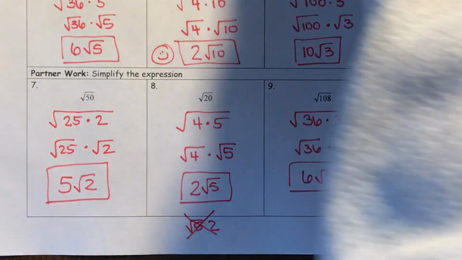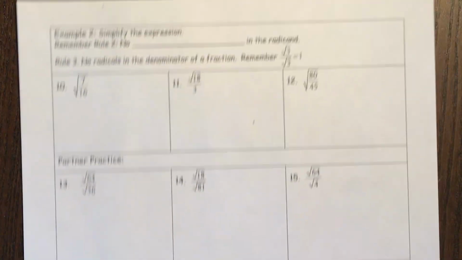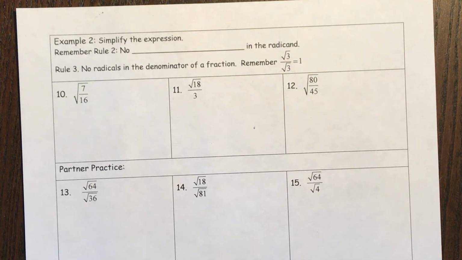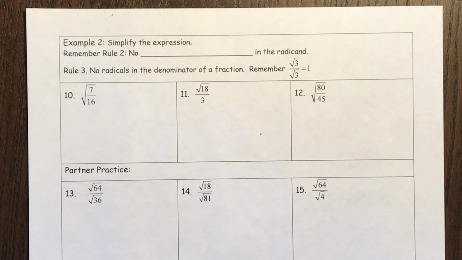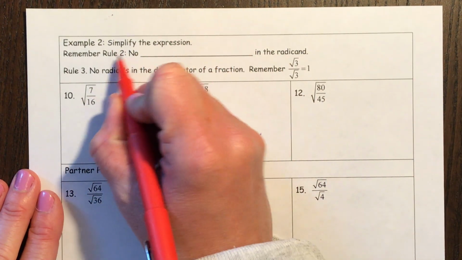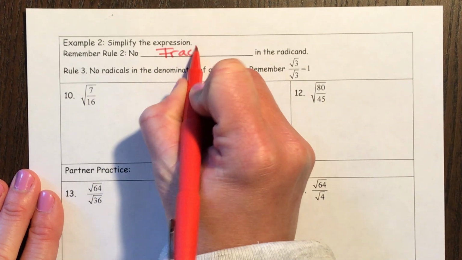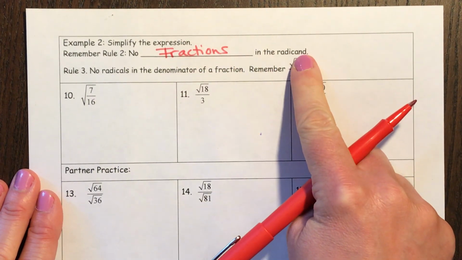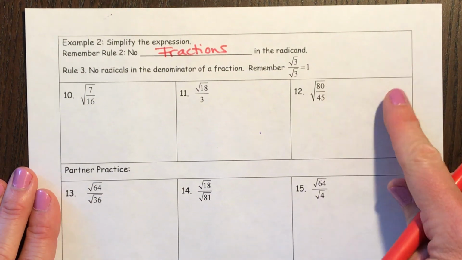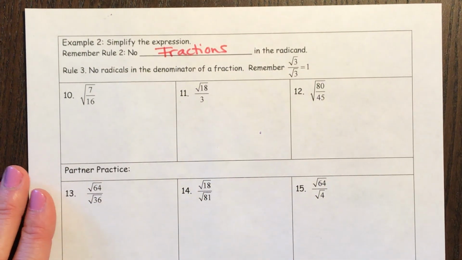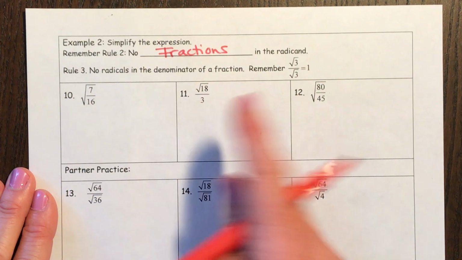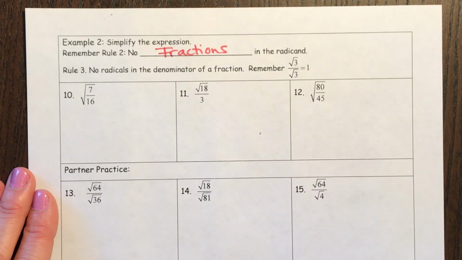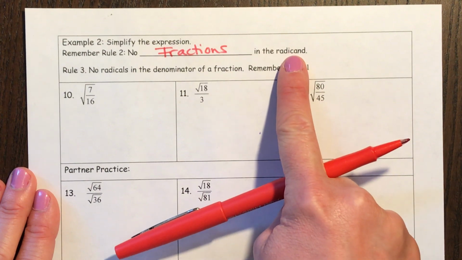Okay. Now at the top of the next page, I'm going to start talking about simplifying when you have a fraction and a radical that you have to deal with. So for rule number 2, no fractions inside of a radical. Now you can have a simplified fraction that has a radical on just the top, but you cannot have a fraction that has a radical on the bottom. So I'm going to talk about no fractions inside the radical first.